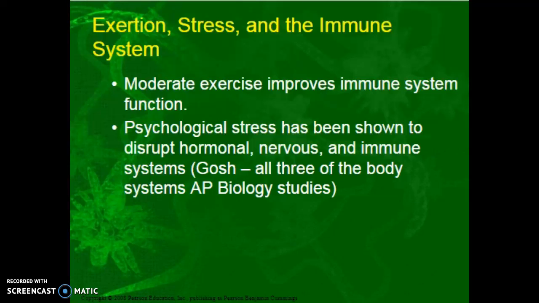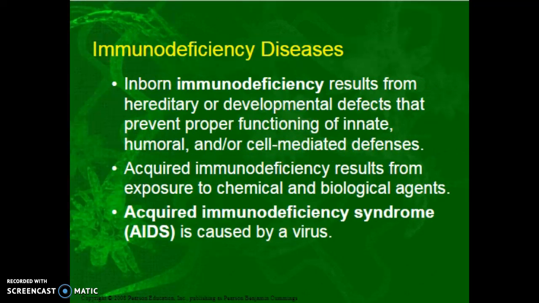Moderate exercise does improve immune function, and psychological stress has been shown to disrupt hormonal, nervous, and immune systems. So all three of the body systems that we struggle with in AP Bio, stress jacks with them in a number of ways. So if you want to be healthier, exercise a little bit more and de-stress. A lot of times those two things go hand in hand.